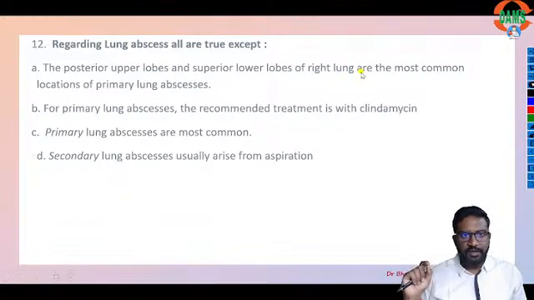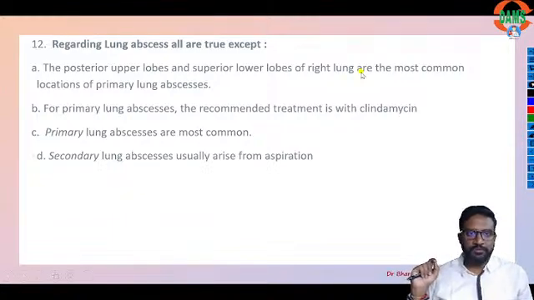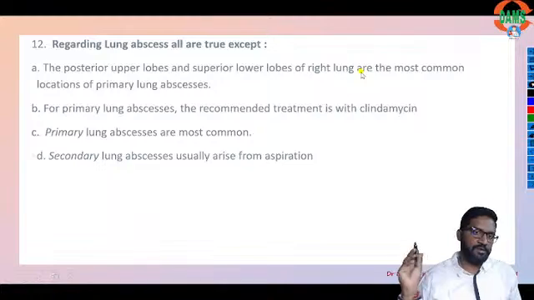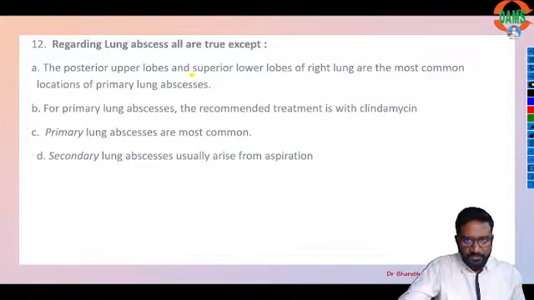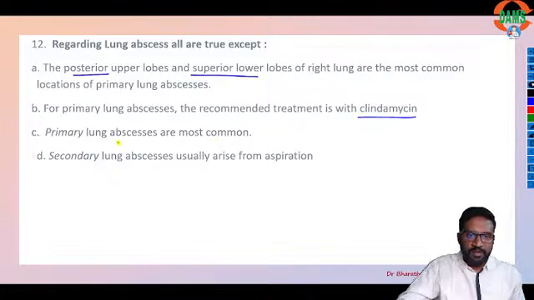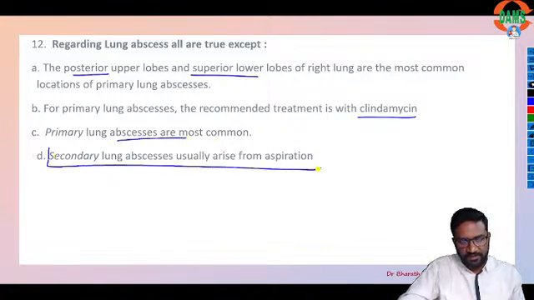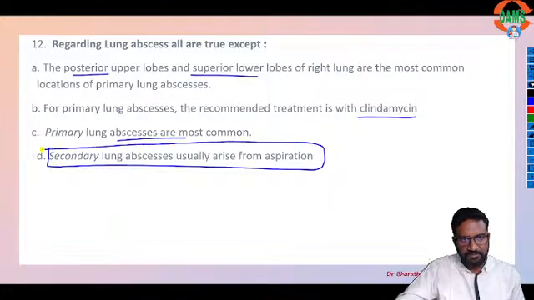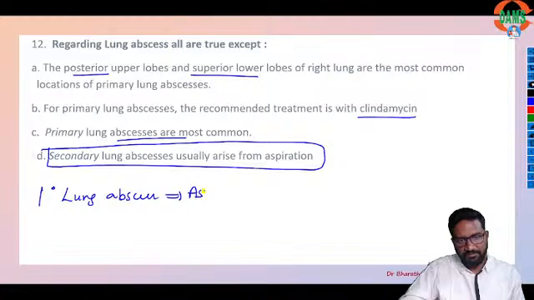Then regarding lung abscess, all are true except, you tell me. Posterior upper lobes and superior lobes of the right lung are involved. Yes. For primary lung abscess, recommended treatment is clindamycin. Yes. Primary lung abscess is most common. Yes. Secondary lung abscess arises from aspiration. This is a false statement. Primary lung abscess is usually due to aspiration.